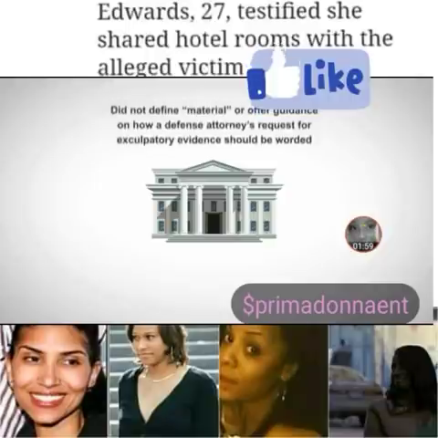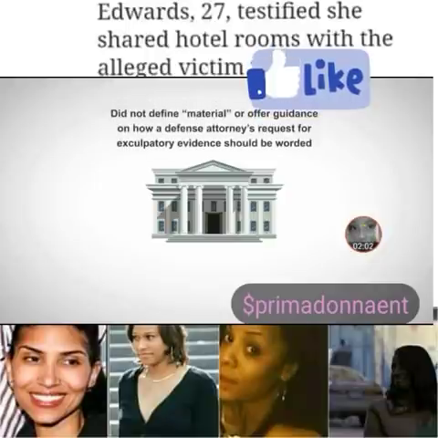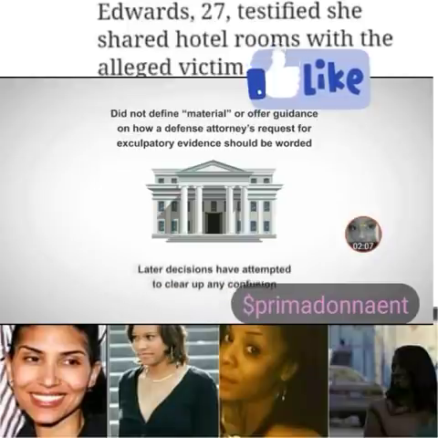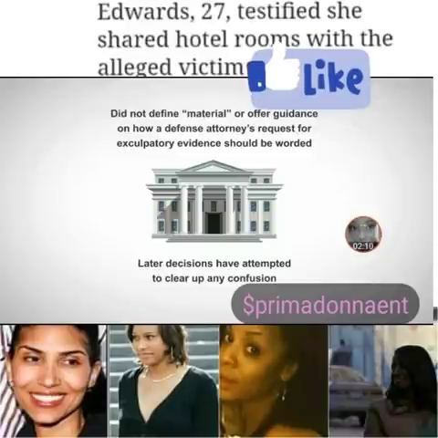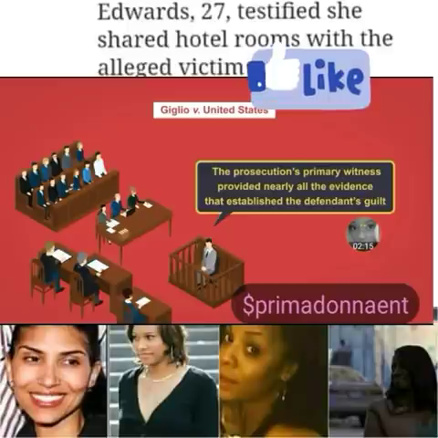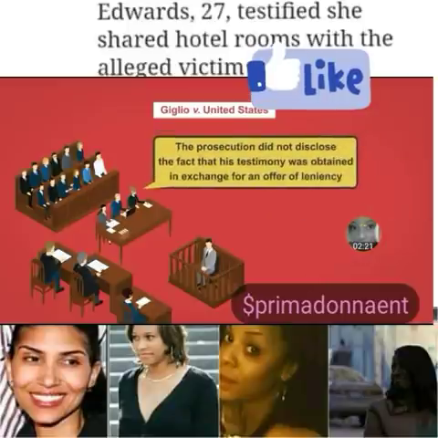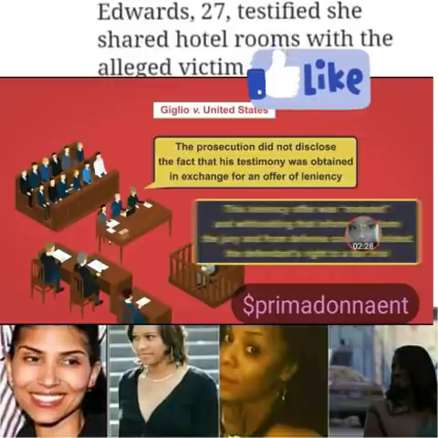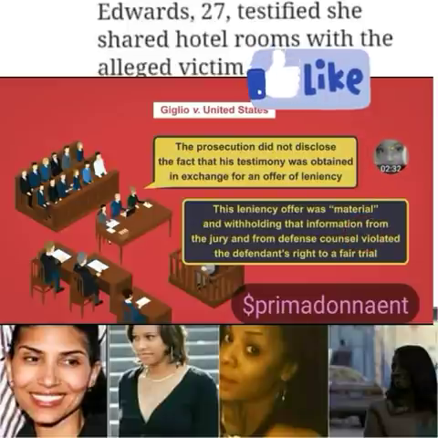The Supreme Court in Brady did not define material or offer guidance on how a defense attorney's request for exculpatory evidence should be worded. Later decisions have attempted to clear up any confusion. In Giglio v. United States, the prosecution's primary witness provided nearly all the evidence that established the defendant's guilt. However, the prosecution did not disclose the fact that his testimony was obtained in exchange for an offer of leniency. The Supreme Court determined that this leniency offer was material, and withholding that information from the jury and from defense counsel violated the defendant's right to a fair trial.